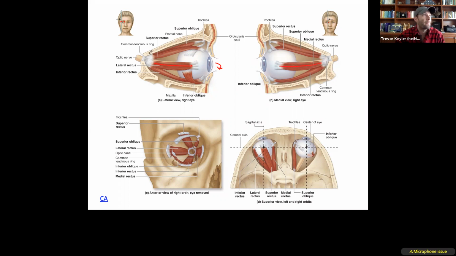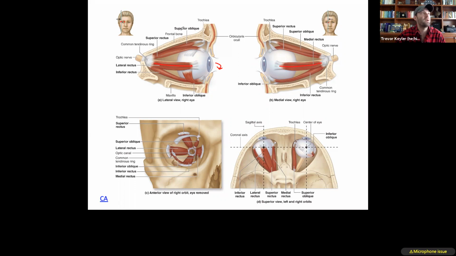We have a superior rectus. Goes on and inserts on the front. Again, contraction of that muscle allows us to look upward, rotates the eye upward. Then perhaps a little more confusing is, let's see if I can bust out an eraser here. Well, not too confusing if we think about the orientation of these fibers or where they end up.